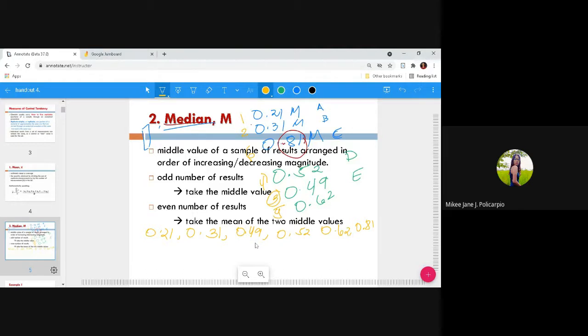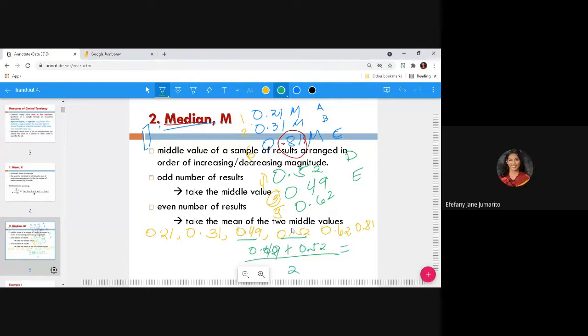0.49 and 0.52, ma'am. I-add sila din. I-divide man siguro sa 2. I-divide din siya. Add, ma'am, then divide. Divide by 2, ma'am. Okay, so that's how you get our median.